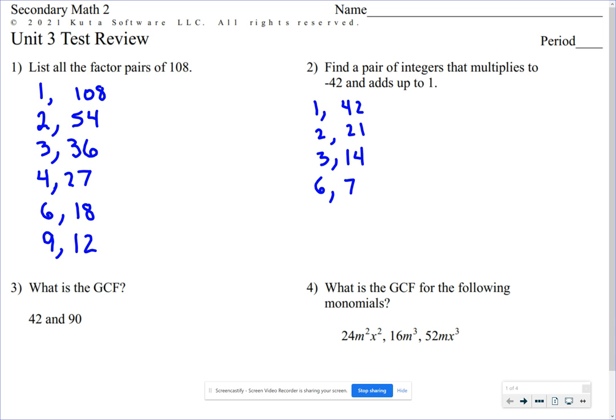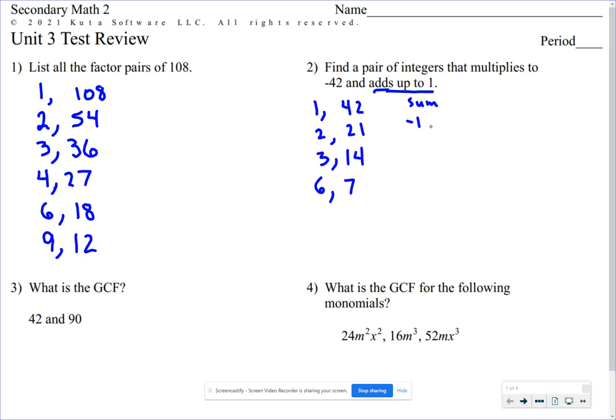Now what I need to think about is when I have a product of two integers, if I have a pair of integers that multiply to create negative 42, one of them will have to be positive, and one of them will have to be negative. But if I need them to add up, or sum to a 1, the negative is going to have to live with the smaller number.